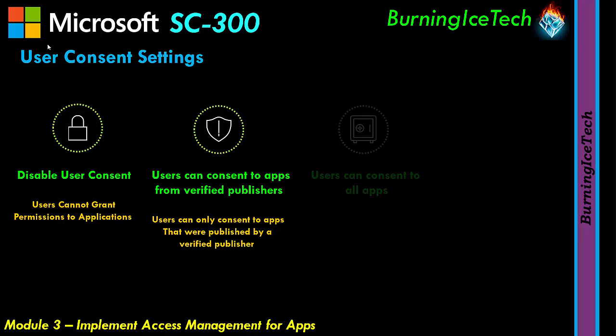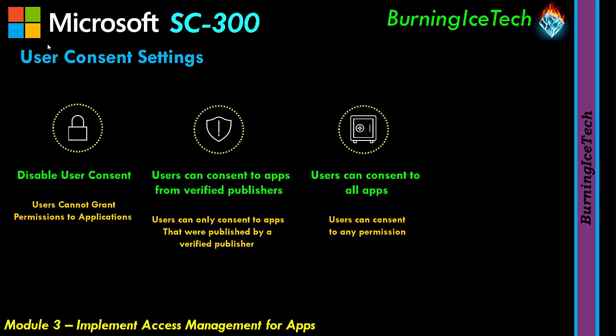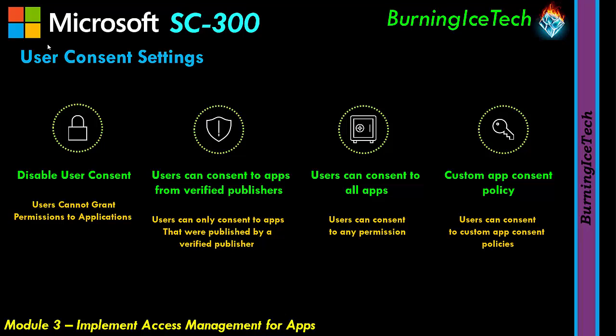The third option is users can consent to all apps. With this one, users can consent to any permission. This option allows all users to consent to any permission that does not require administrator consent for any application. And the fourth and last one is custom app consent policy. Users can consent according to custom app consent policies. So for even more options over the conditions governing when users consent, you can go ahead and create what we call custom app consent policies and configure those to apply for user consent.